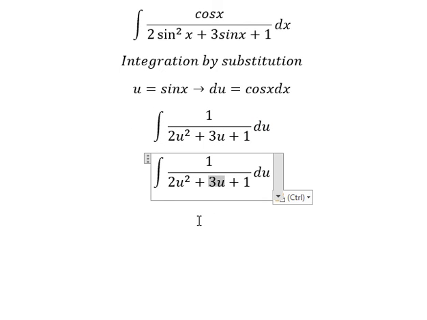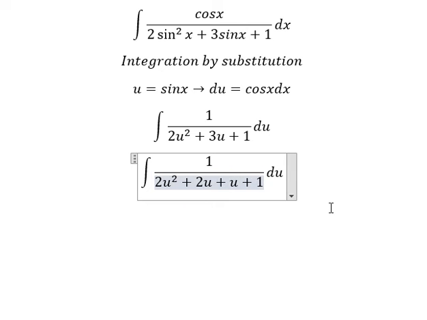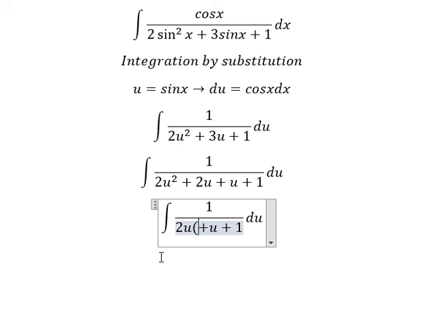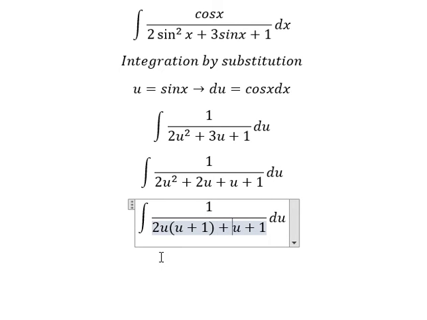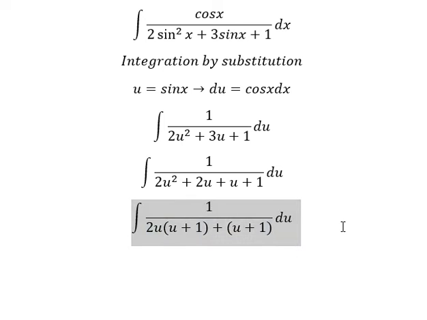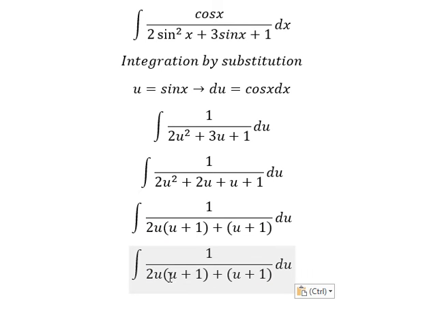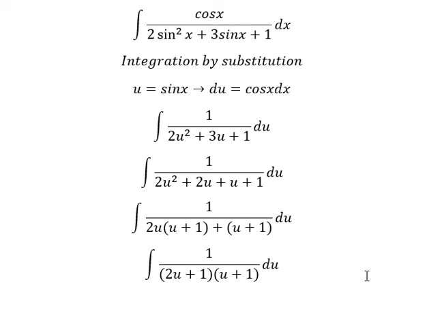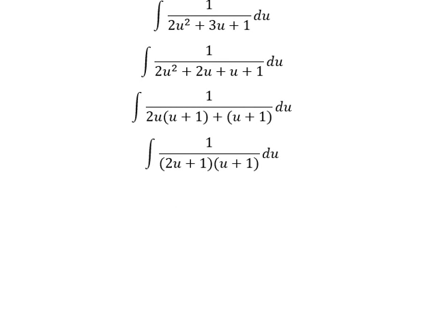Now we have 2u squared plus u. Next, we can do factorization: 2u, and this one by u plus 1. And now we can use partial fractions.